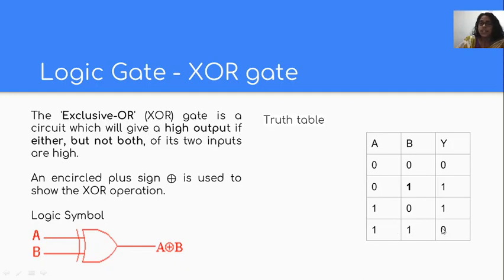You can see that for XOR gate, the circuit has high output when either of the inputs is 1. When both are 1, it will be 0. So any one of the inputs should be 1, that is leading to the high output. So this is XOR gate.